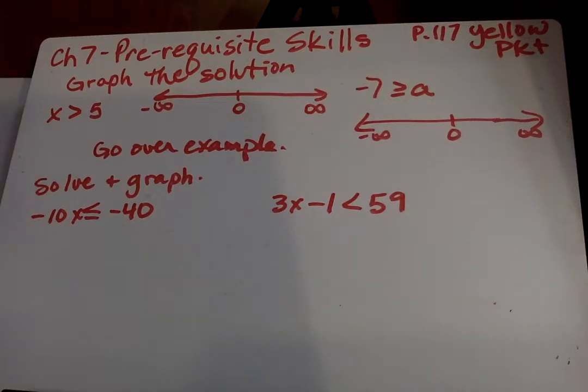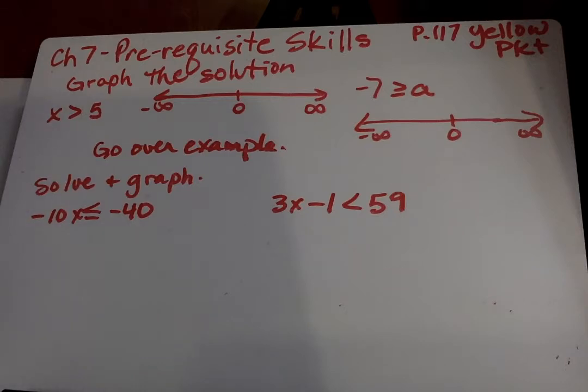Okay, it says graph the solution. X is greater than 5. Now there's a couple of things we need to remember as far as graphing goes, if a number is included in the solution set or is not included. So this is what you need to remember.